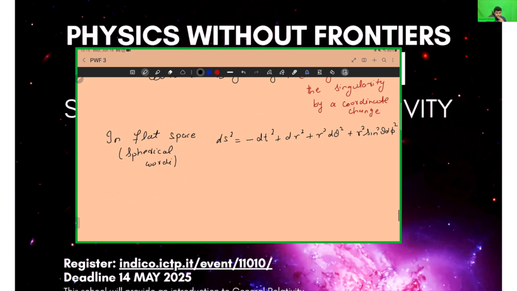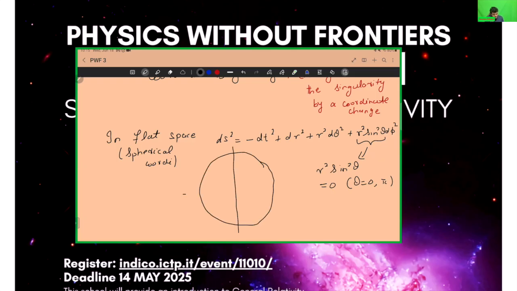Okay, so as I was saying, if you write down the metric for the flat space in terms of spherical polar coordinates, you can see that if you look at this particular component, r squared sine squared theta, that's 0 if theta equals 0 or if theta equals pi, right? Which means that if you talk about this sphere, this metric tensor is 0 at this point and at this point, because theta equals 0 here and theta equals pi here.